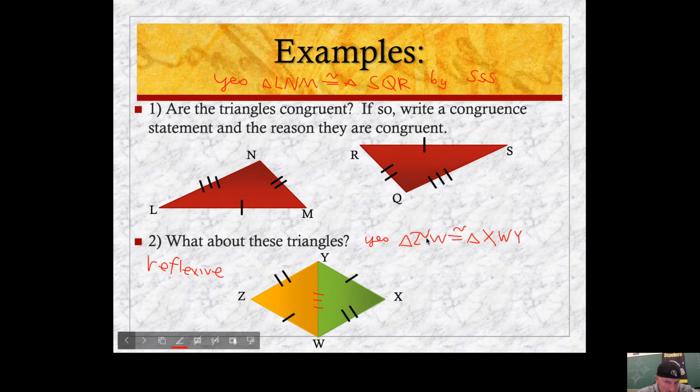I know it's weird that W goes with Y and Y goes with W, but that's the way it is because this triangle is reflected and turned into that position. And that happens sometimes.